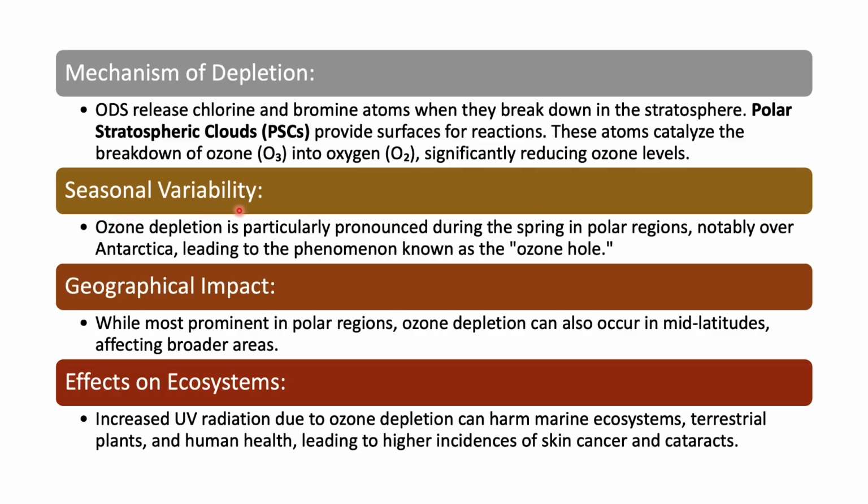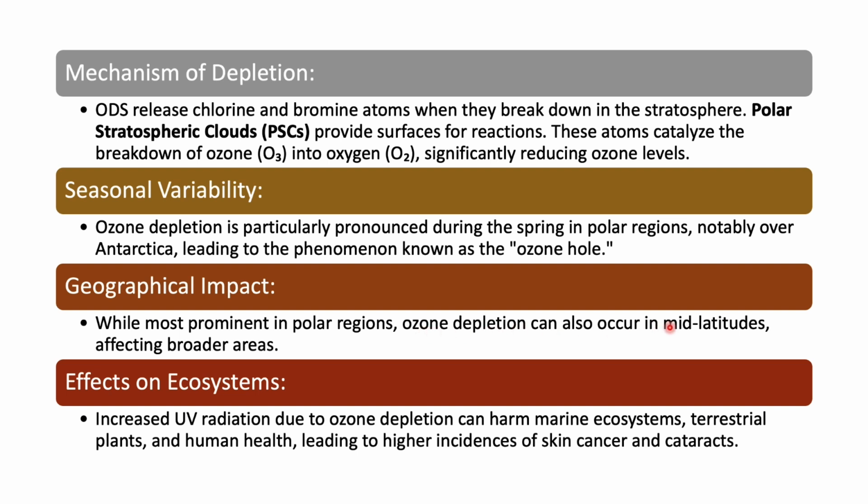In the seasonal variability, of course, the ozone depletion does not occur throughout the year. The ozone depletion occurs particularly during the spring in the polar regions, notably over Antarctica, leading to the phenomenon known as ozone hole. What is the geographical impact? While most prominent in the polar region, of course this happens in both the Arctic and the Antarctic, but then ozone depletion also occurs in the mid-latitude, affecting broader areas.